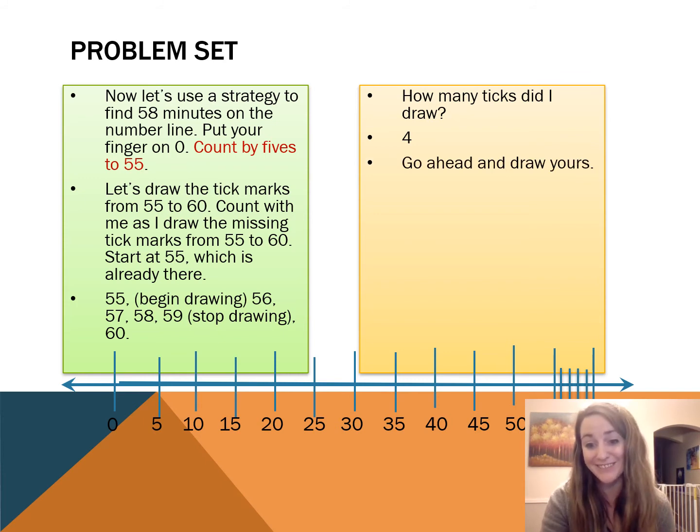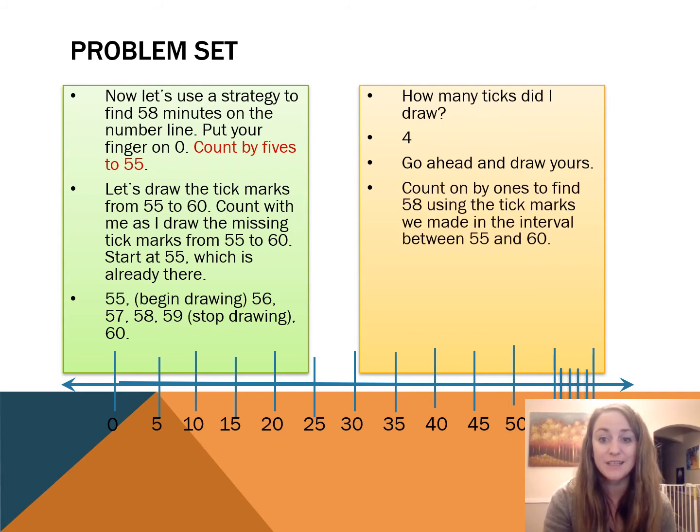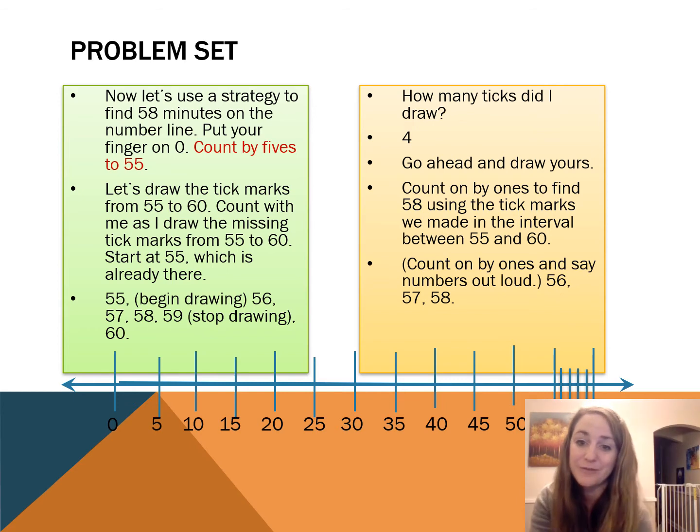Remember, pause the video if you need extra time. This one is a big writing step. Count by ones to find 58 using the tick marks we made in the intervals between 55 and 60. Count by ones. Say the numbers out loud. 56, 57, 58. Now we can plot a point there.